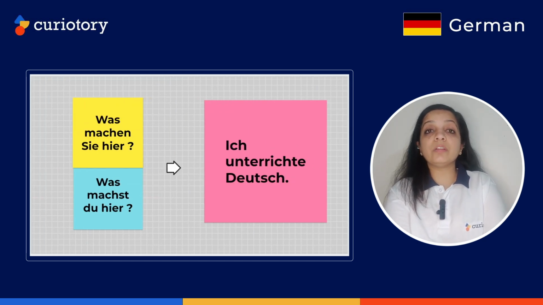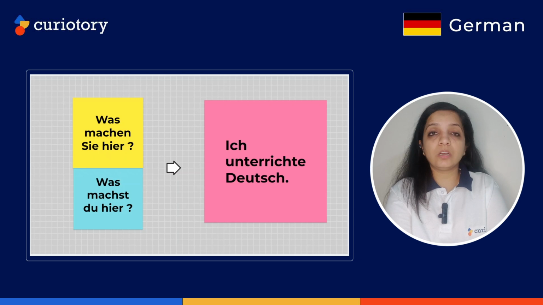So, if you are in a situation where you have a conversation with someone at a university or at a Sprachinstitute, a language institute, and you ask them what are you doing here, how are you going to say? Was machen Sie hier? What are you doing here? So this is the formal way.